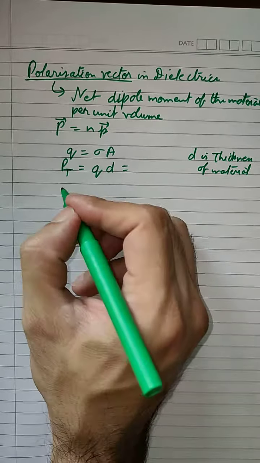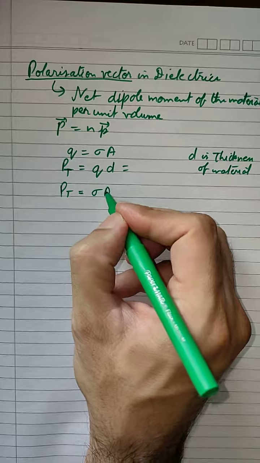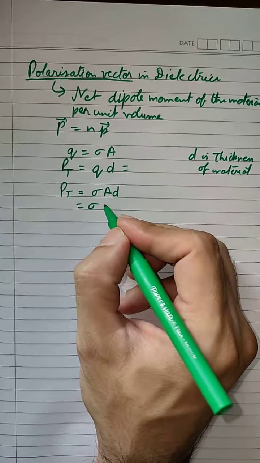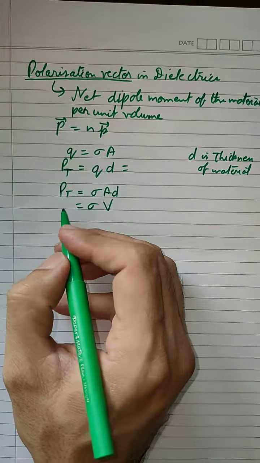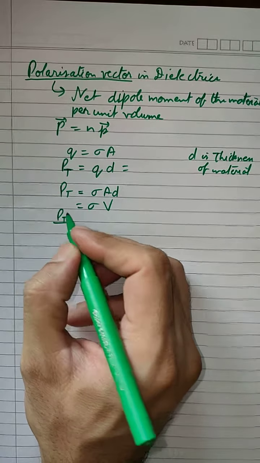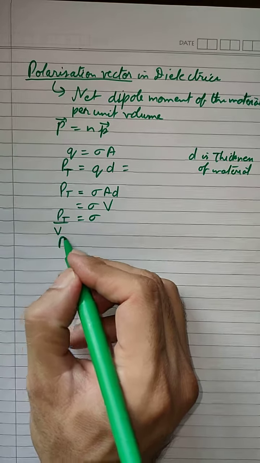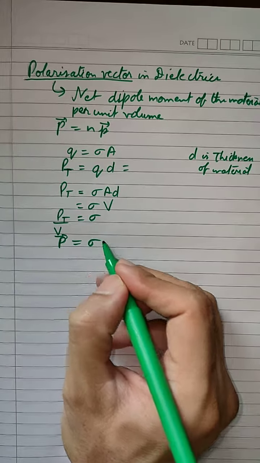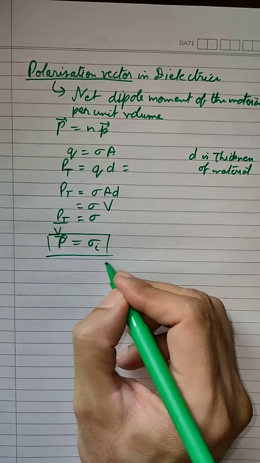So this is the formula: total dipole moment equals Q into D, and if we substitute the value of Q here, then the total dipole moment will be equal to sigma A D, or sigma into volume, because area into thickness is equal to volume. This gives us total dipole moment upon volume equals sigma. Or we can say the polarization vector is equal to the induced charge density of the dielectric slab.